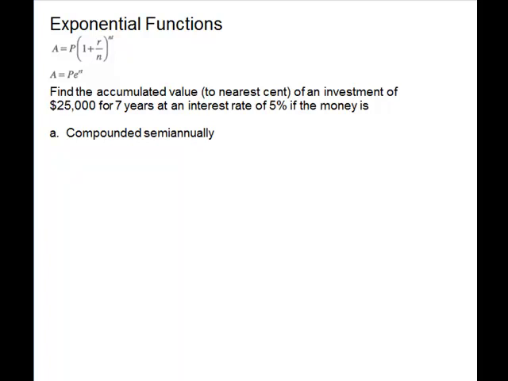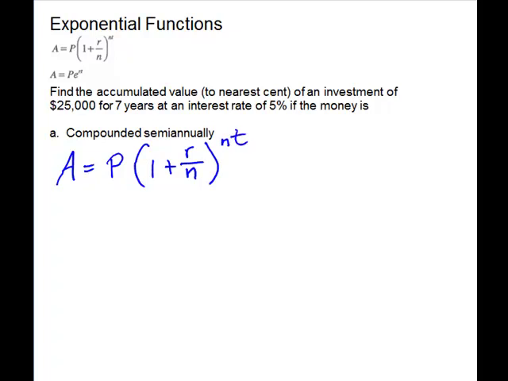We're going to look at some problems. We're going to first find the accumulated value to the nearest cent of an investment of $25,000 for 7 years at an interest rate of 5%, and we'll look at various compounding intervals. So first we're going to look if it's compounded semi-annually. So we're going to use our first formula, A equals P times 1 plus R over N to the NT.